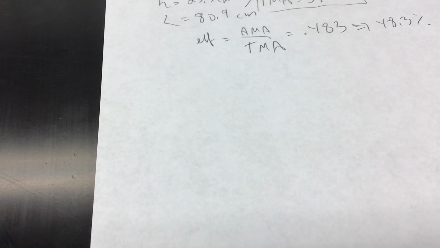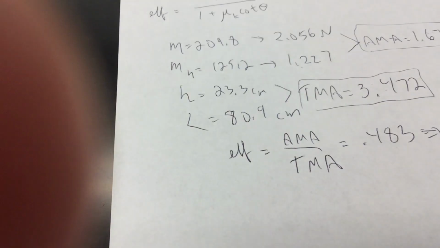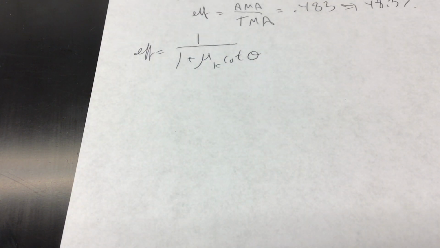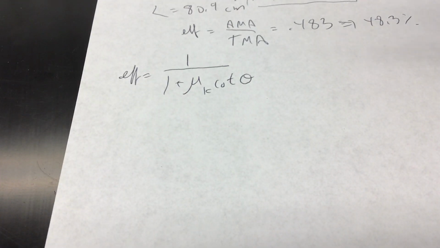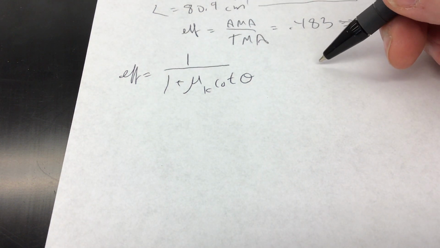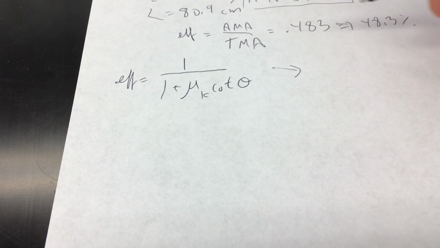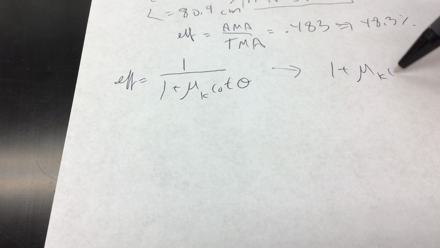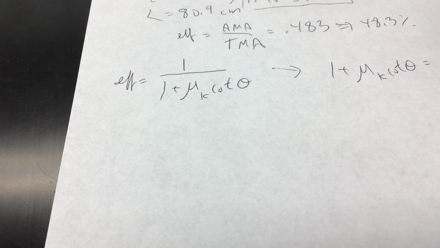Now, our last calculation has to deal with the mu, to find the coefficient of friction. So what we're going to do is rewrite this equation down here. And remember, you're going to do the AMA and the TMA and the efficiency the same way for the other two data sets. So I'm going to multiply and divide, so this becomes 1 plus mu k cotangent theta is equal to 1 over efficiency. I'm running out of space.